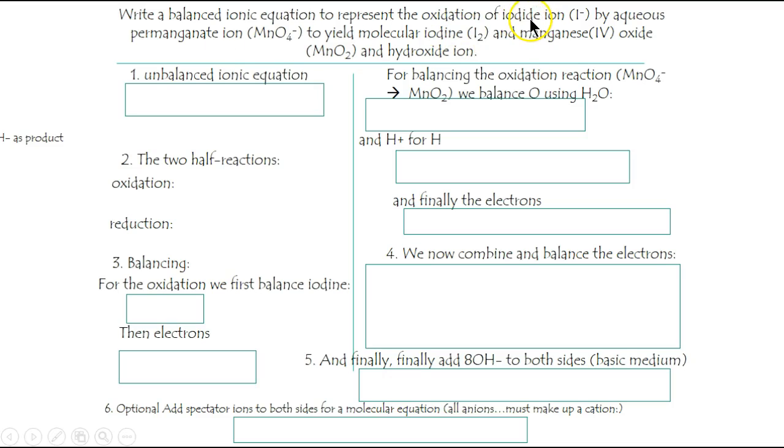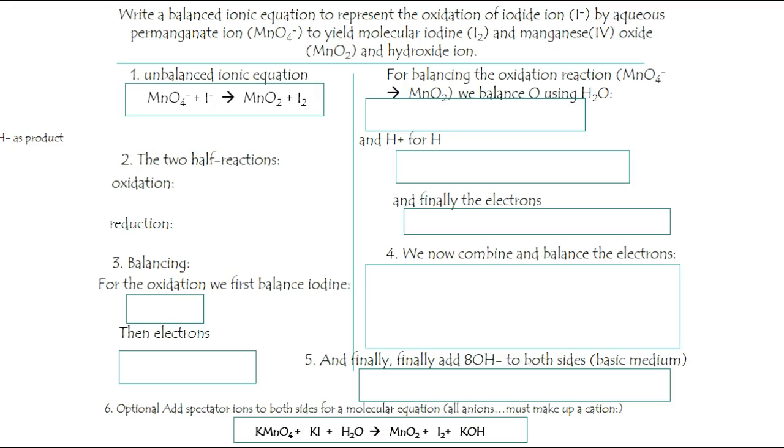The question says we've got some iodide that's being oxidized to iodine using permanganate, which turns from MnO4 minus to MnO2. So what they said was right there: the permanganate goes to manganese 4 oxide. The iodide turns into iodine. So let's separate that now into our two half reactions. The oxidation numbers for iodine.